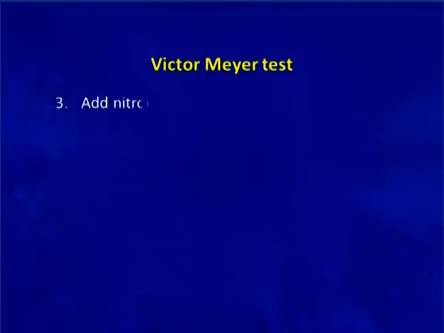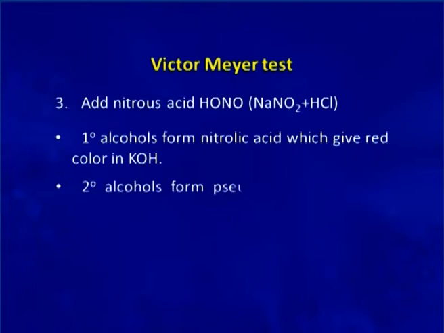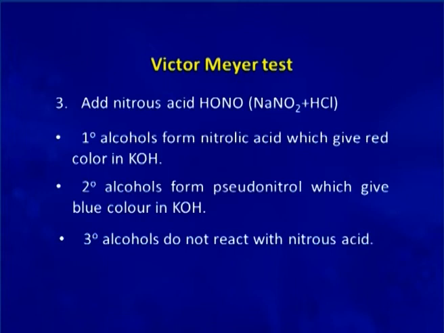In the third step, nitrous acid is added into the solution. Primary alcohols form nitrolic acid, which gives red color with potassium hydroxide. Secondary alcohol forms pseudonitrole, which gives blue color in potassium hydroxide, whereas tertiary alcohol does not react at all with nitrous acid. So, we can distinguish the primary, secondary and tertiary alcohols by this method.